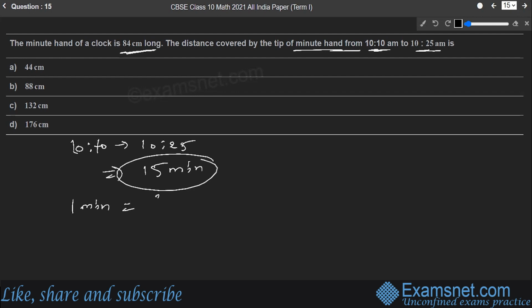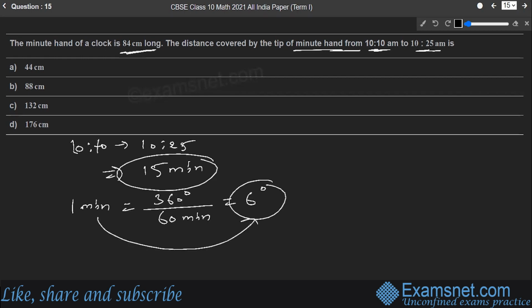There are 360 degrees in a complete revolution, and 360 degrees are covered when the minute hand covers 60 minutes. So 360 degrees are covered in 60 minutes. So 1 minute will be how much? 360 degrees by 60, that is nothing but 6 degrees. So 1 minute is equivalent to 6 degrees. Whenever the minute hand runs 1 minute, it actually runs 6 degrees.